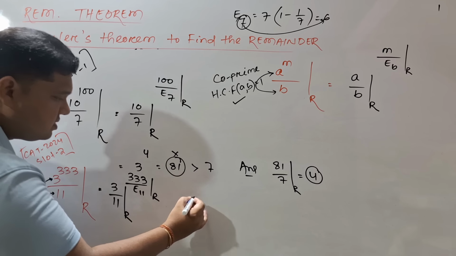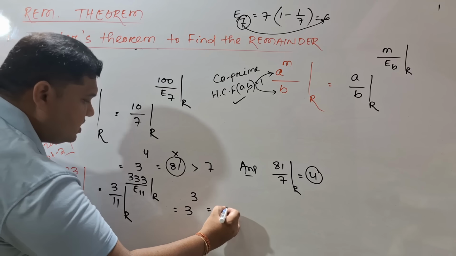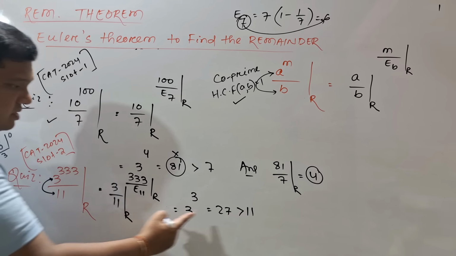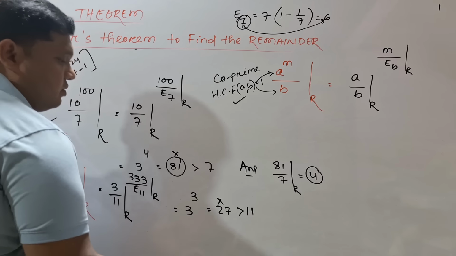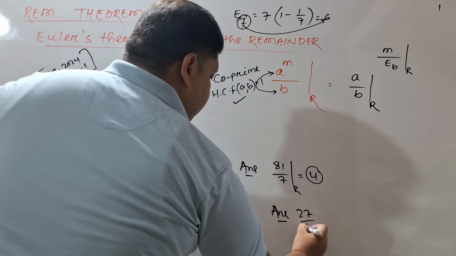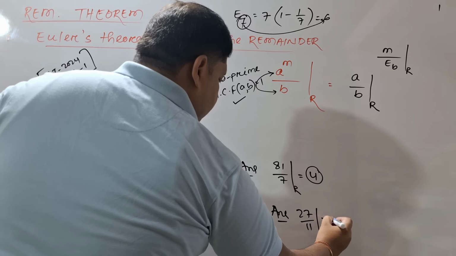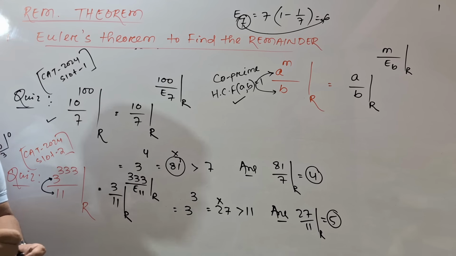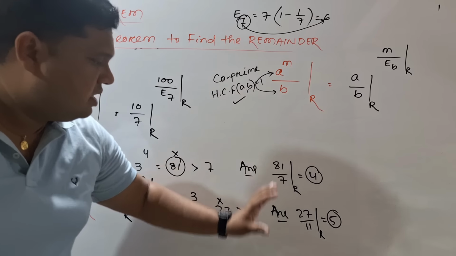If I divide, this is 3 cube. 3 cube is 27. Again 27 is greater than 11. Divisor is 11. Answer is 27. Not possible. So what you have to do? Again you have to divide. So answer for this question is 27 by 11. 11 into 2, 22. The remainder is 5. This was asked last year. Very easy. If you understand this structure, easily you can answer.